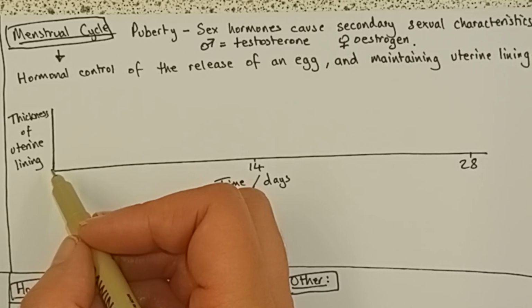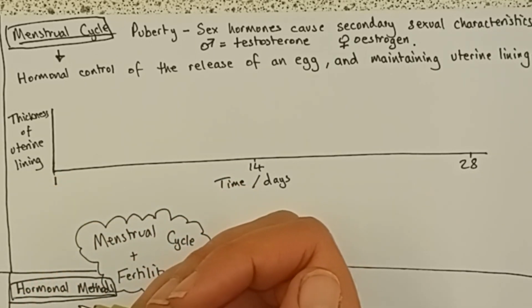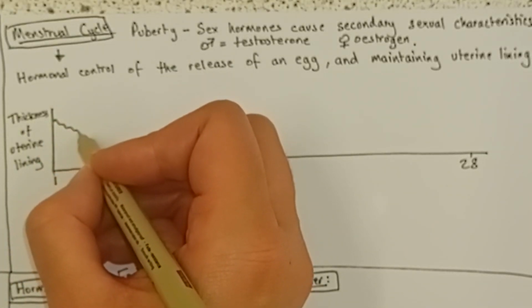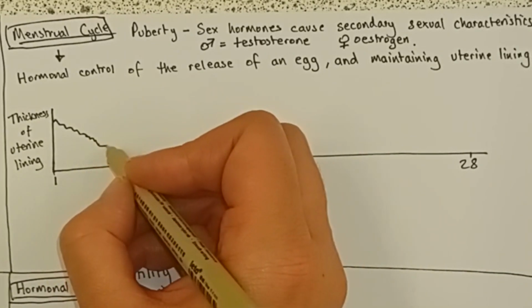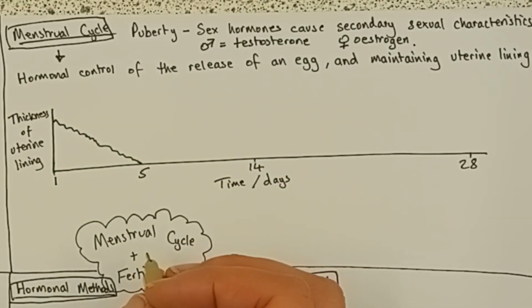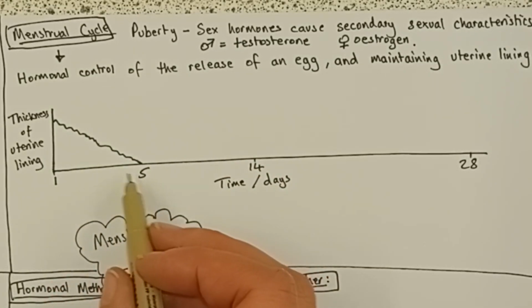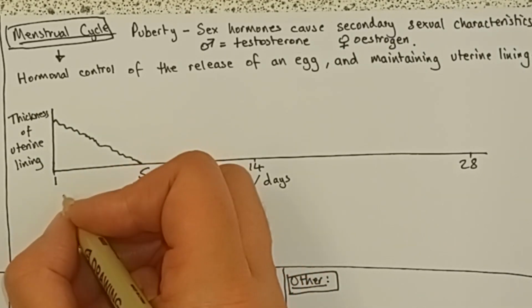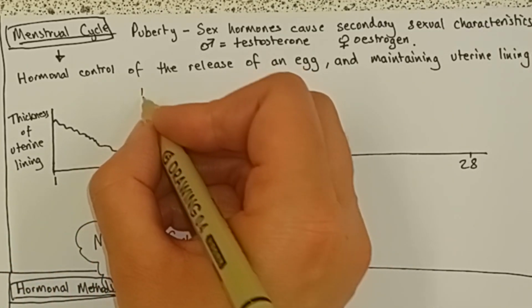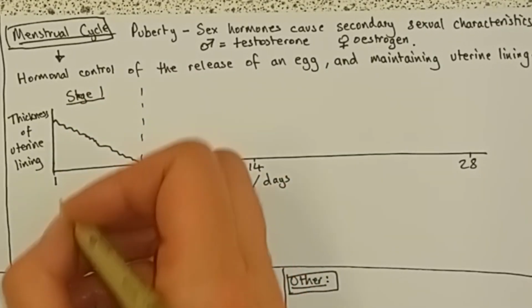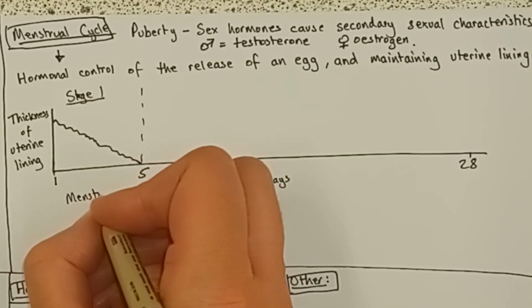We always start then the menstrual cycle with the first day of the period. So day 1 is when the uterus lining is at its thickest and it falls away over a period of about 5 days. Okay, so between day 1 and day 5, the uterus lining gets smaller. So this is menstruation. We could call it stage 1. Stage 1 is menstruation, the posh word for having a period.